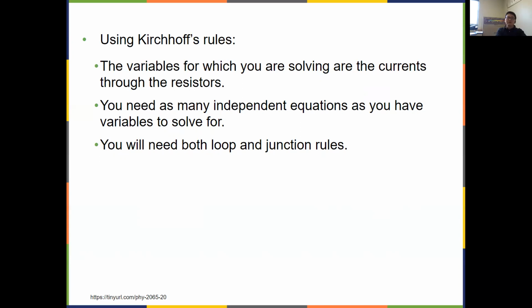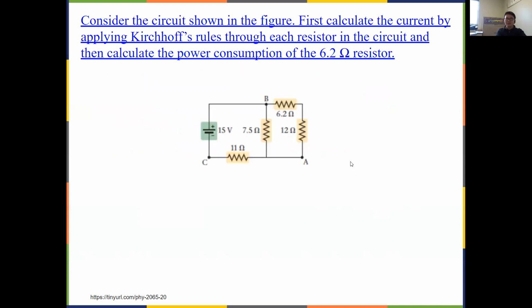Now I should mention that these equations should be independent of each other. That means they are not the same equations, right? So if you have two same equations, then it doesn't help. They just count as one, okay? All right. So let's take a look at this example here.